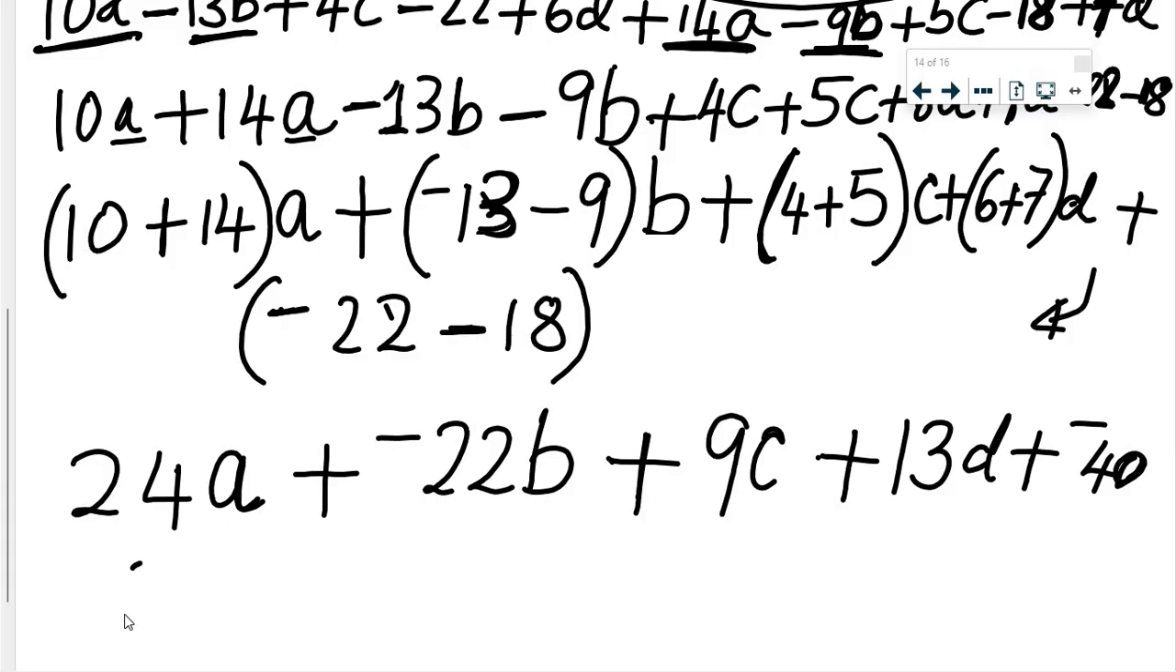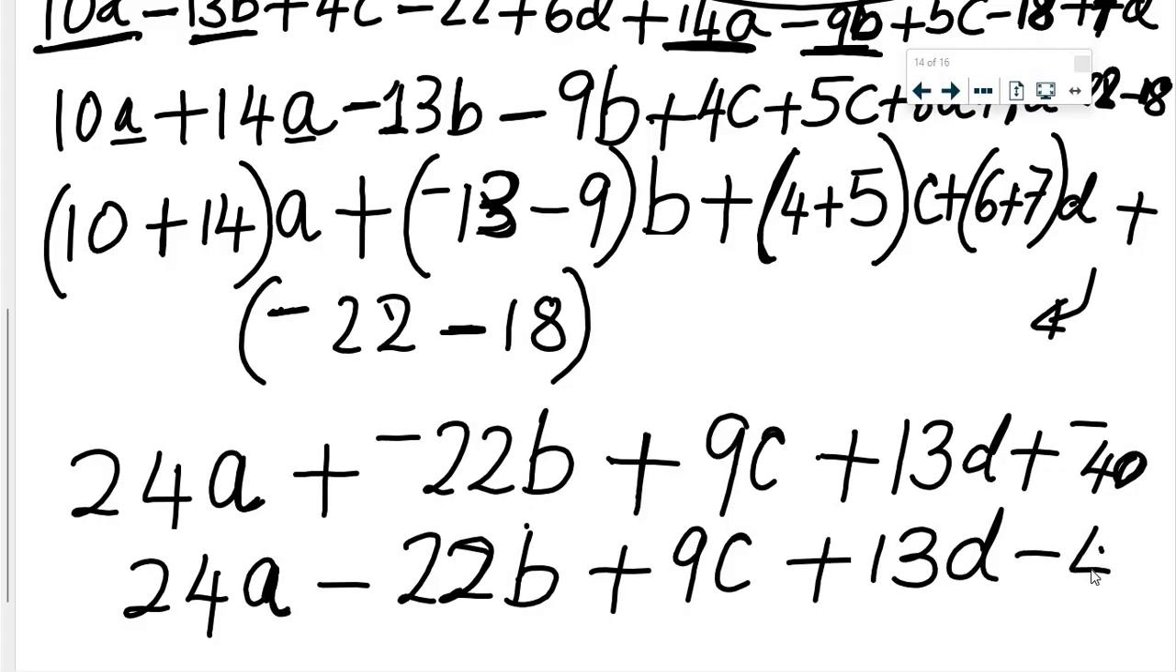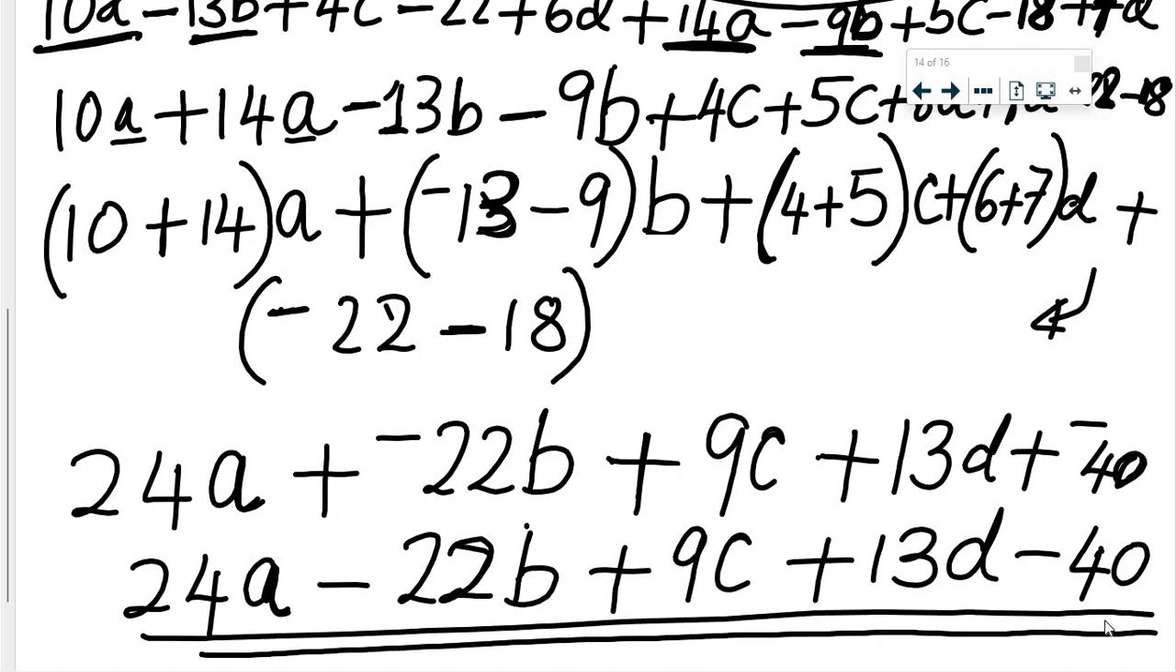Then you have 24a, positive into negative, negative 22b, and then you have plus 9c, and then plus 13d, and then positive into negative, negative 40. This is your final answer.